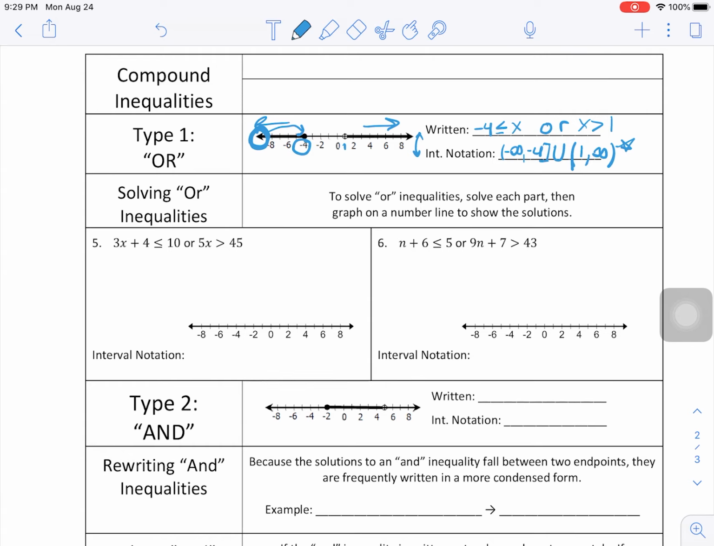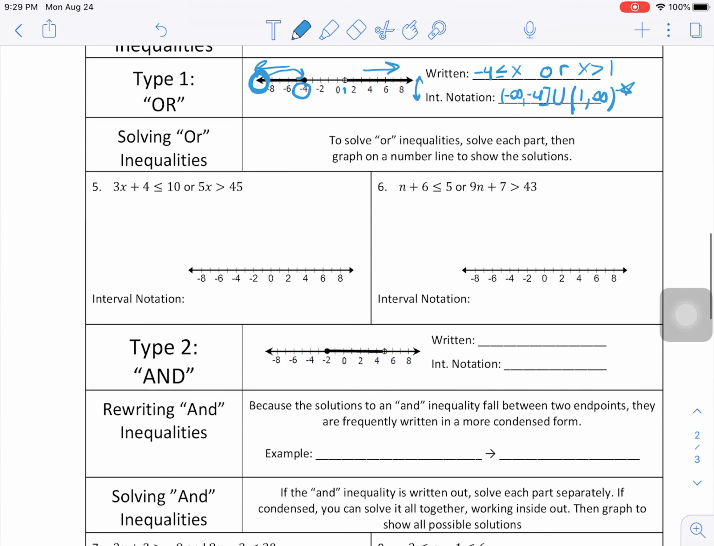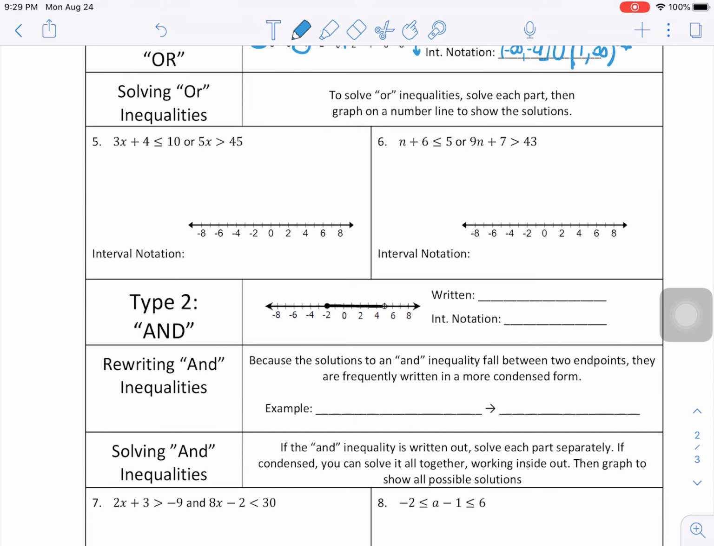Okay, so to solve OR inequalities, you solve each part, then graph on a number line to show the solutions. So ORs, we just solve like we would always solve anything, right? We just have to do it twice. So we have to solve the left side, and we have to solve the right side. So solving the left side, we subtract 4 from both sides, 3x less than or equal to 6, divide by 3, and we get x is less than or equal to 2. On the right side, we're getting divided by 5, and then we're going to say x is greater than 9.